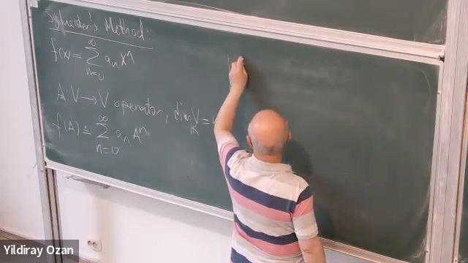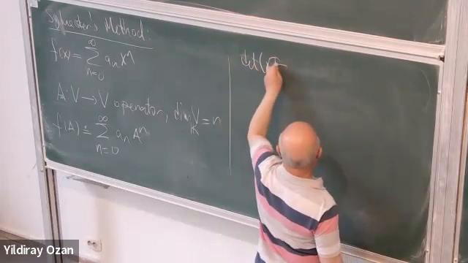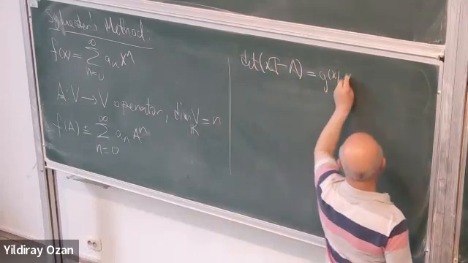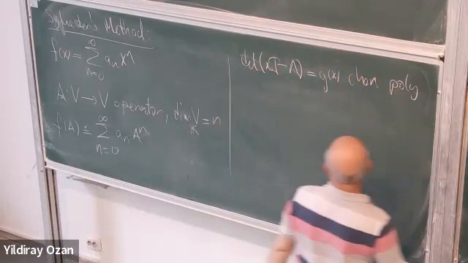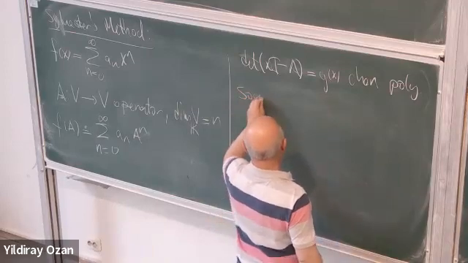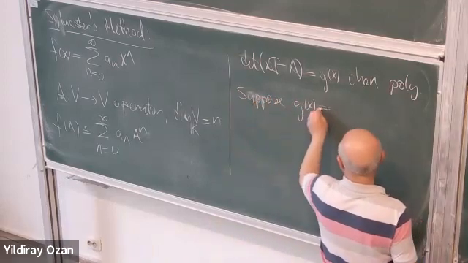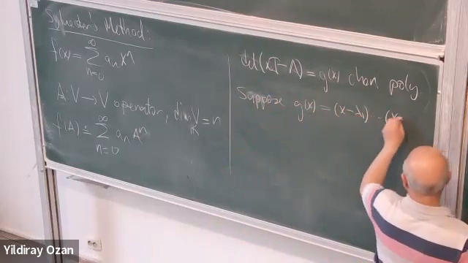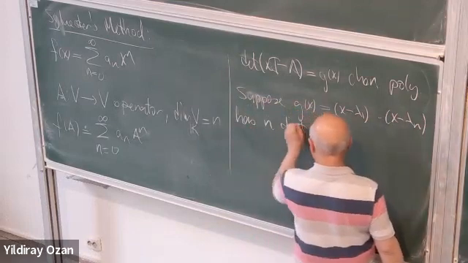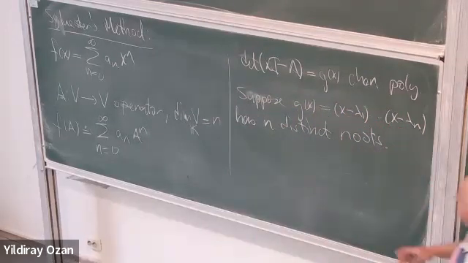If, okay, so let's say the characteristic polynomial of this is g of x, the characteristic polynomial, and suppose that g of x has distinct roots like this. Then we have seen the following.